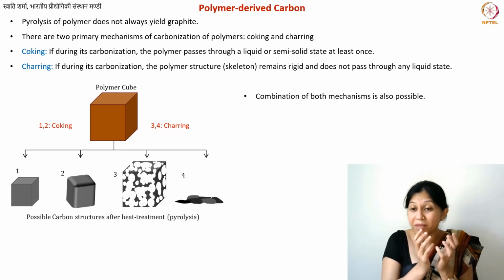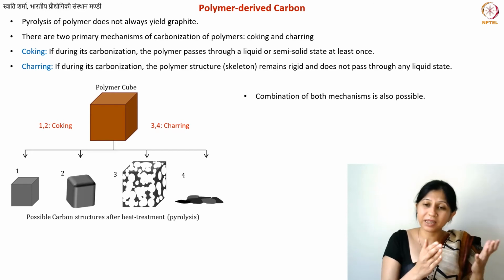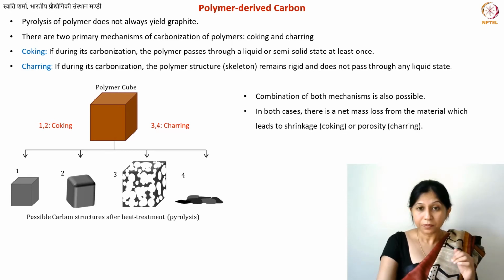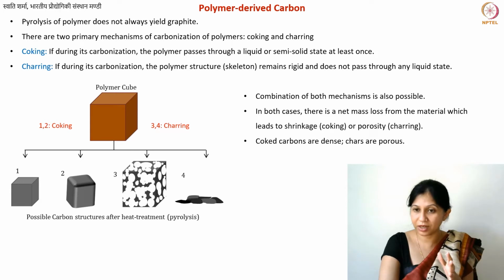Or maybe you even may get some porosity. But these cases are rather rare. In general, you will have these 3 or 4 scenarios. Now, as I mentioned, the mass loss can cause either shrinkage or porosity, or in some cases both.